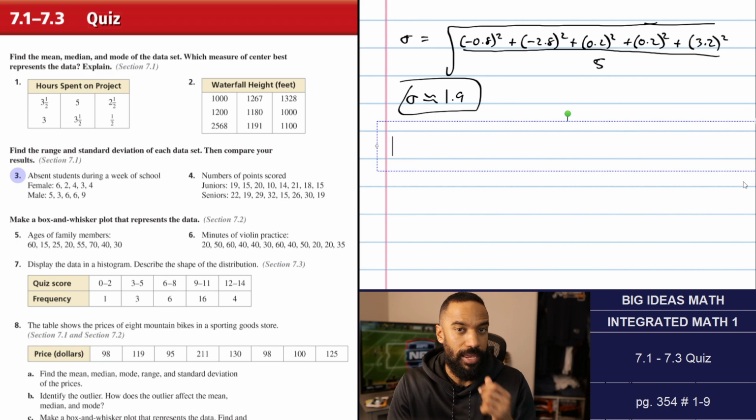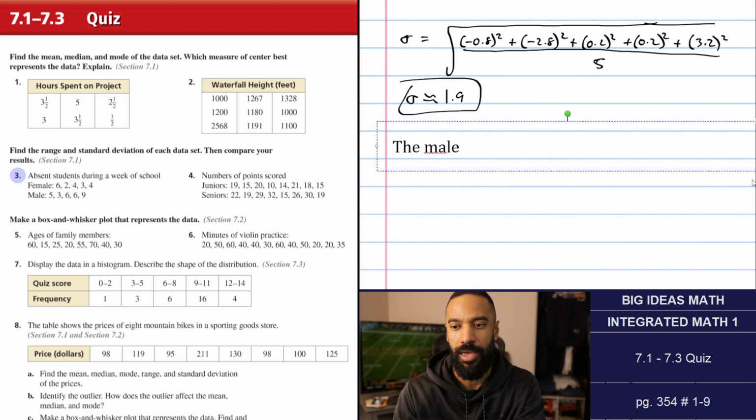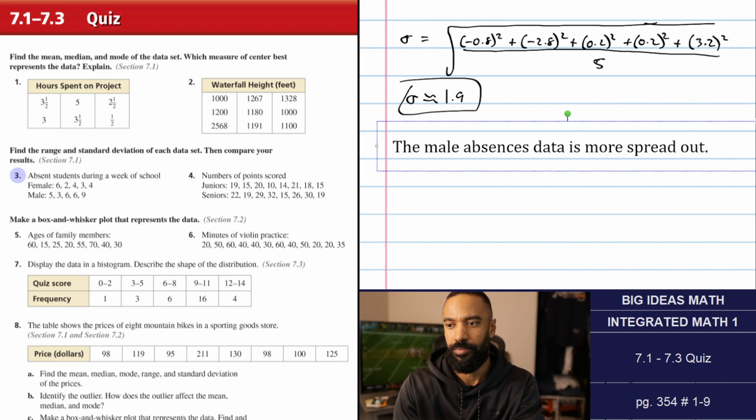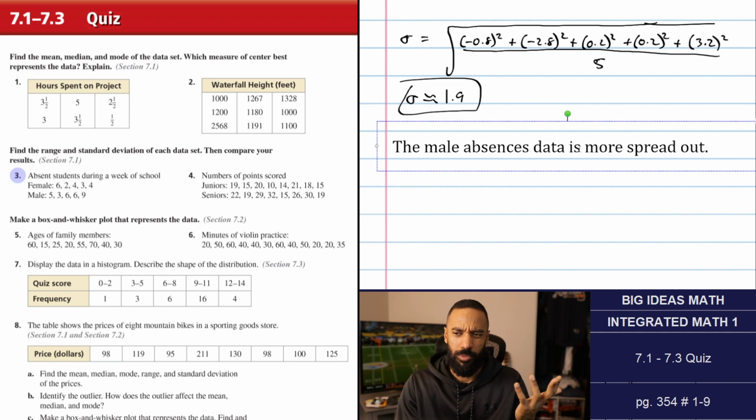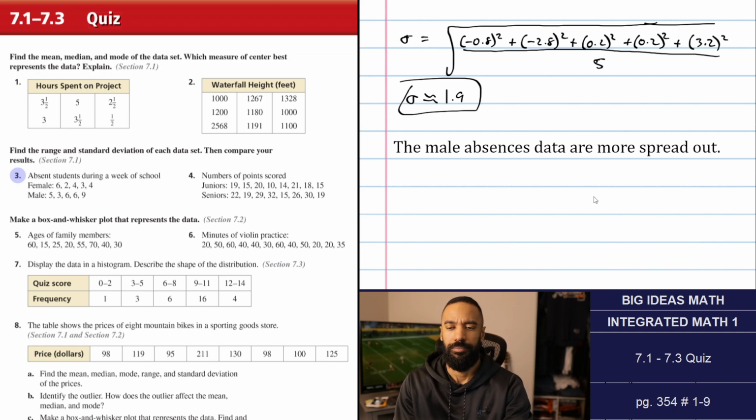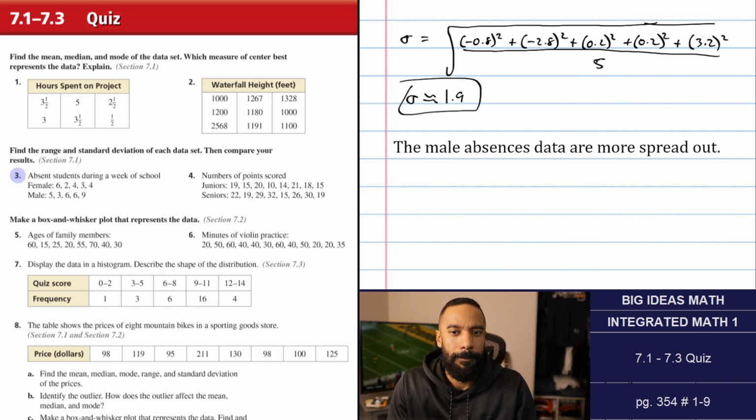You can also say that from the range. The male absences data is more spread out. Whatever. Okay, that was number 3.